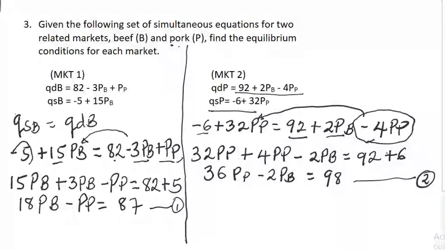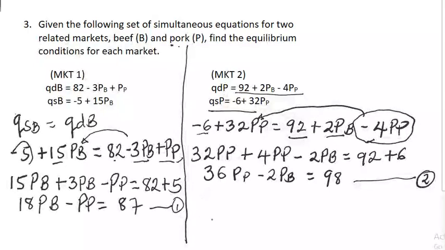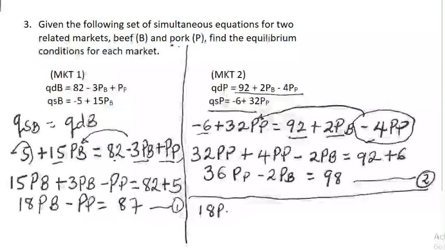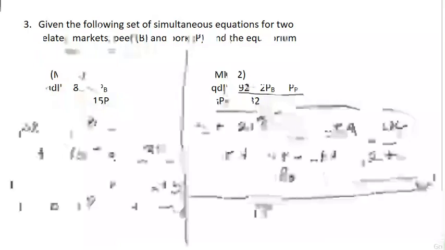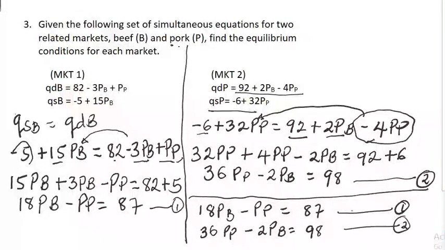I got it from the second market. So I've reduced this problem to 2 equations and 2 unknowns. Look at what we have here. We have 18 PB minus PP equals 87. I got this from the first market. This is equation 1. And then 36 PP minus 2 PB equals 98. This is equation 2.